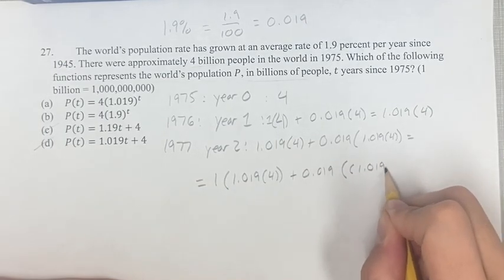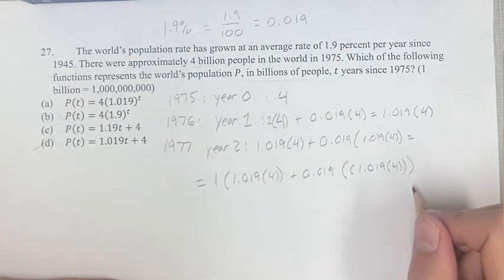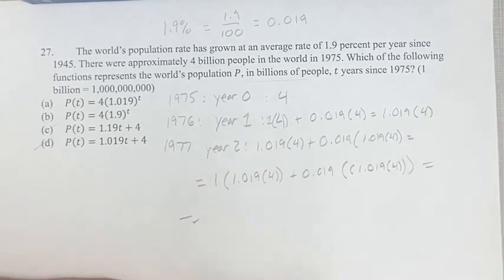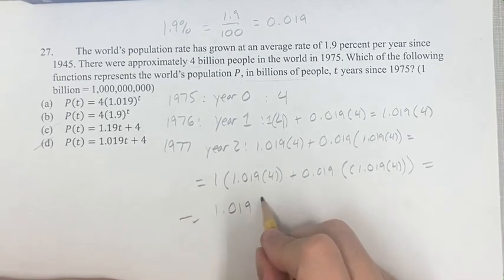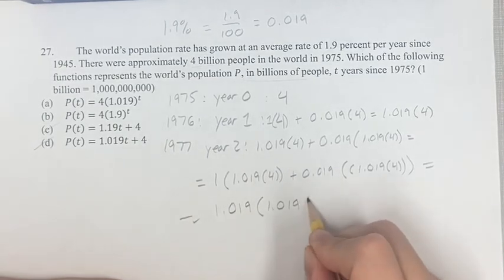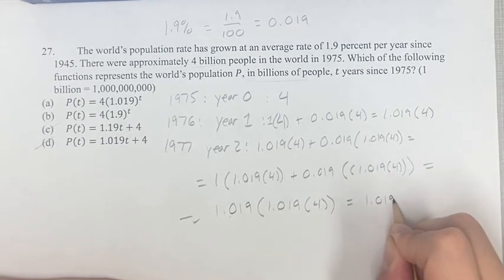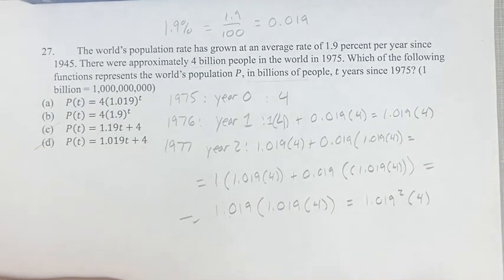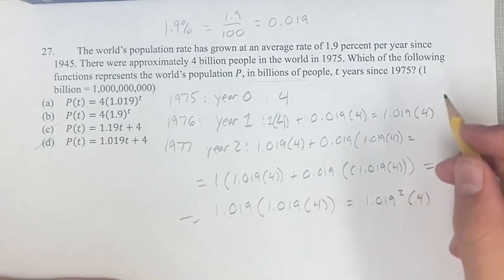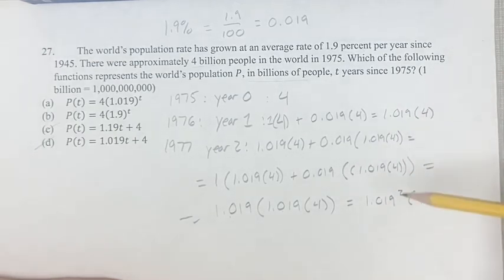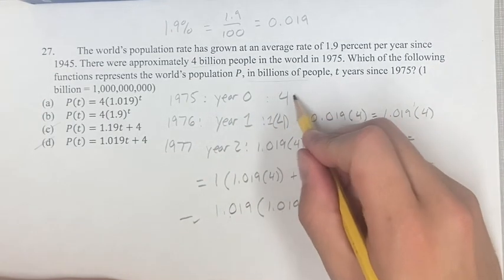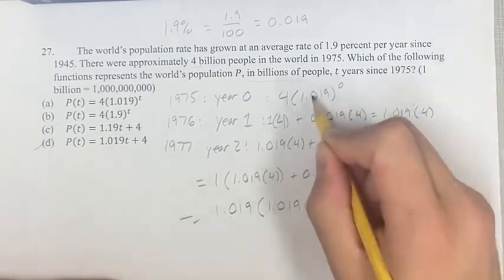We have 1 of the value in 1975, plus 0.019 of the thing in 1976. And if we have 1 of it and 0.019 of it, we have 1.019 of it, which is 1.019 times 4. This is equal to 1.019 times 1.019, which is 1.019 squared, times 4. So in year 2, we had 4 times 1.019 squared. In year 1, we had 4 times 1.019 to the first power. We think of year 0 as 4 times 1.019 to the 0th power, since this is just 4 times 1, which is 4.